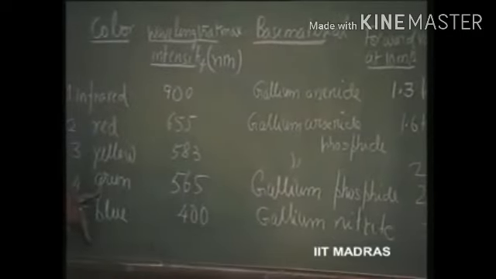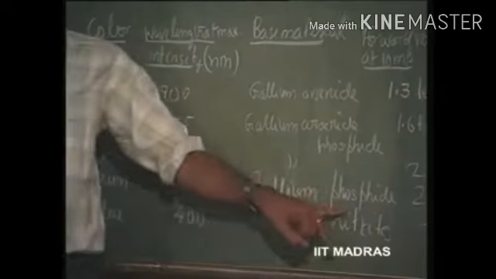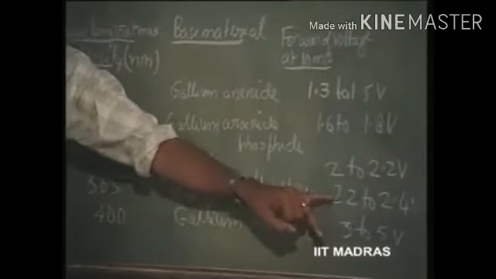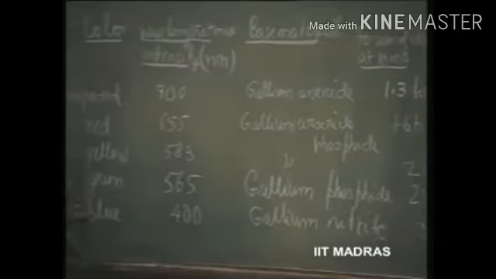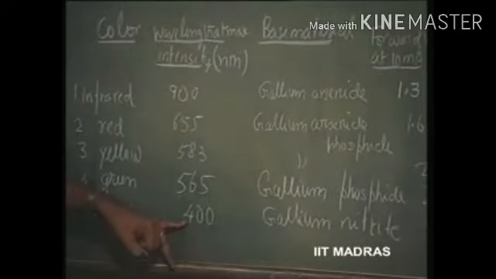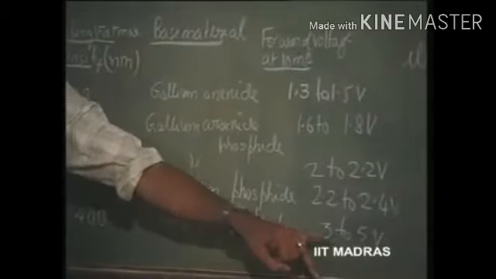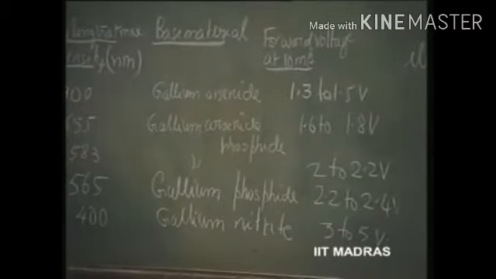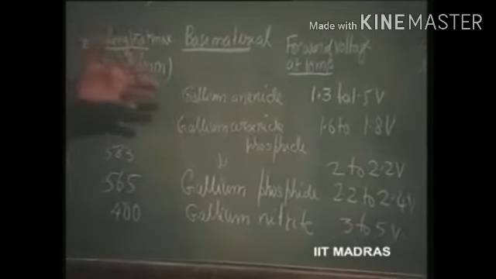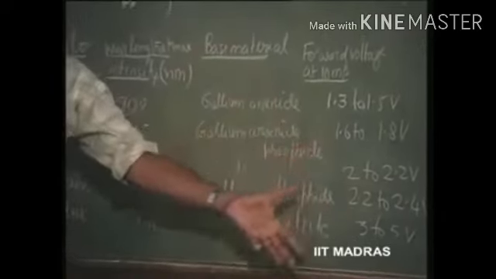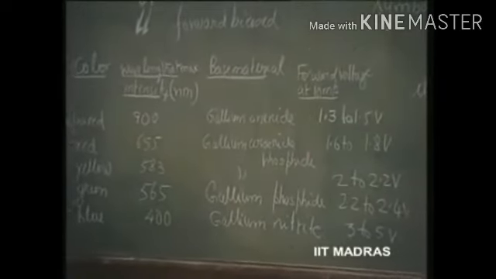Green color 565 nanometers, gallium phosphide now, 2.2 to 2.4 volts forward voltage. Blue color 400 nanometers wavelength, gallium nitride is the material, and 3 to 5 volts is the forward voltage. So you should know these typical values for different colors so as to design a circuit to bias this so as to emit light.